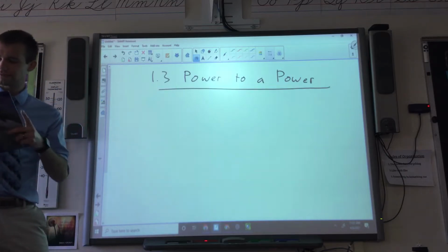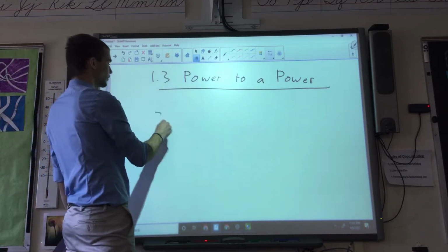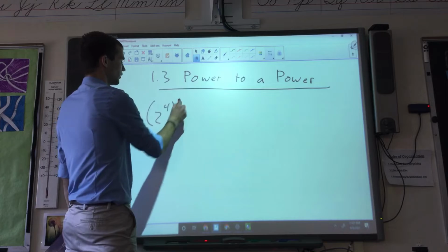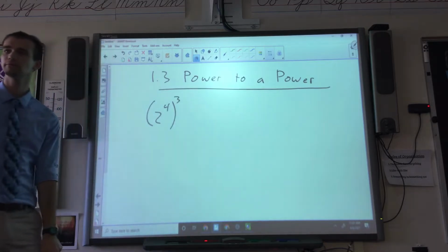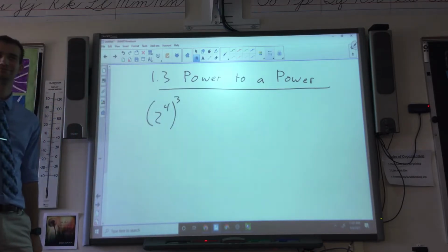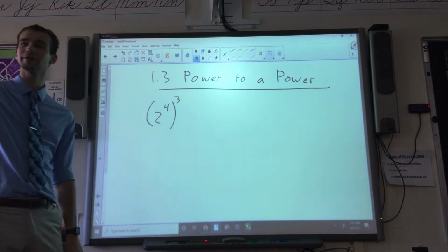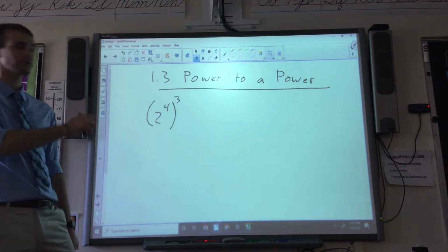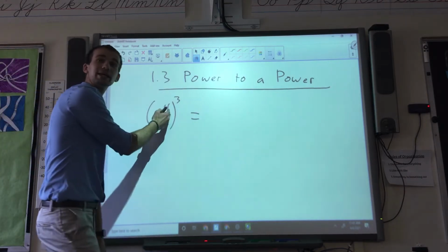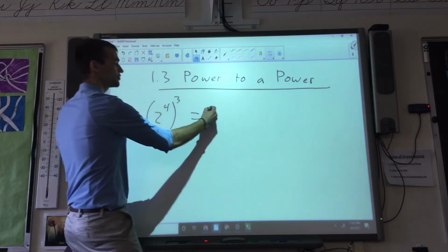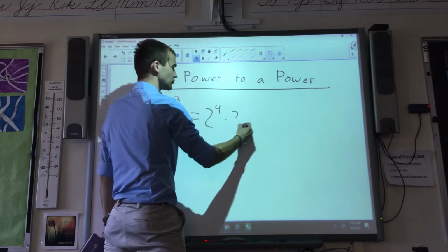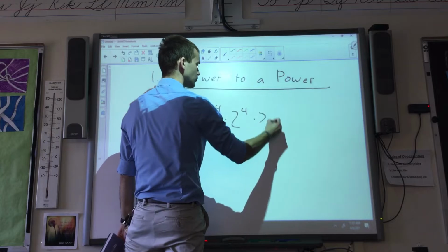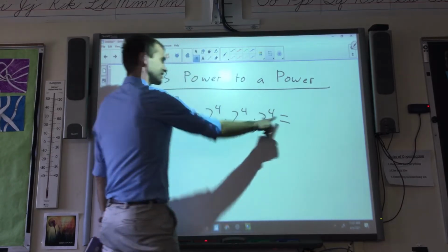Alright, so basically what this means, think about it this way. 2 to the 4th, in parentheses, to the 3rd power. I'm gonna make this simple, ready? So you're taking a power to a power, think about it. This is 2 to the 4th power times 2 to the 4th power times 2 to the 4th power.